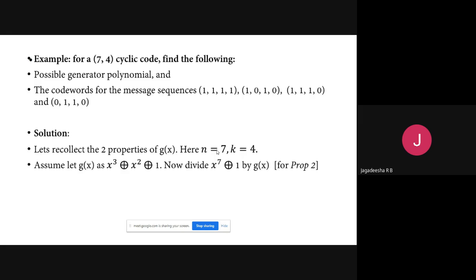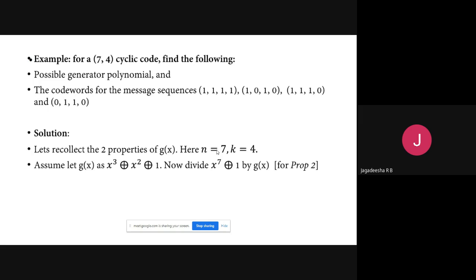So how to do that? You need to take care about the properties. When you assume some generator polynomial, you need to take care whether it follows those two properties or not. In the solution, I have mentioned that n is equal to 7, k is equal to 4. That is given in the data.